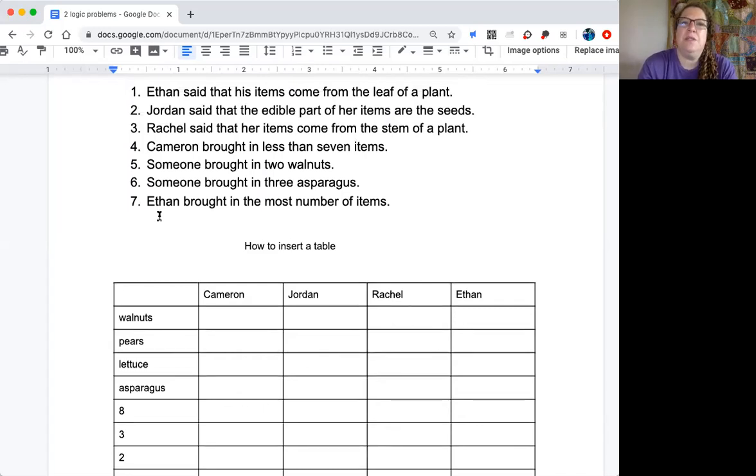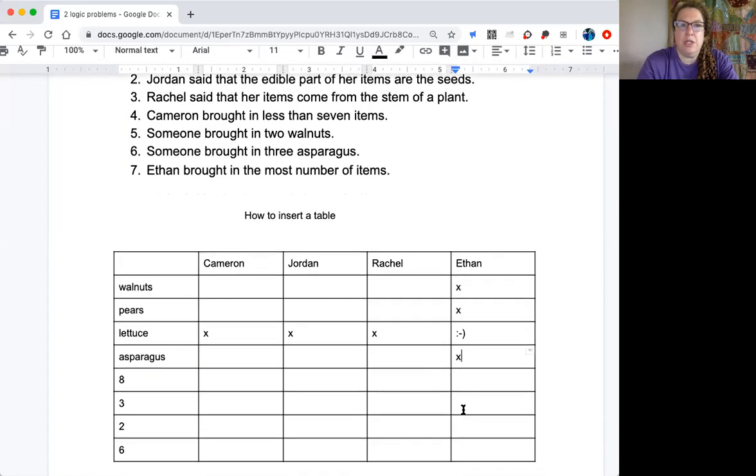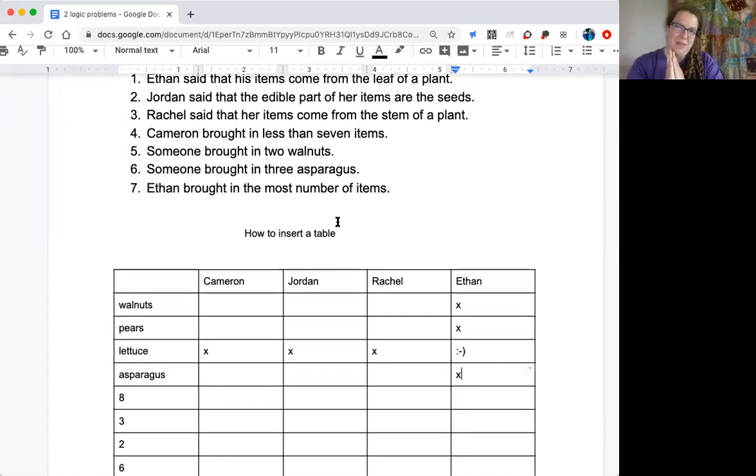Ethan said that his items come from the leaf of a plant. Okay, walnuts, no, pears, no, lettuce, leaf. Well, that kind of gave you a clue right away. So we can cross out lettuce. And we can cross out Ethan, but we have to stop here because we don't actually know how many, right? Makes sense so far? You can't say yes because it's a recording, but yes, Ms. Kreger, that's what I thought.